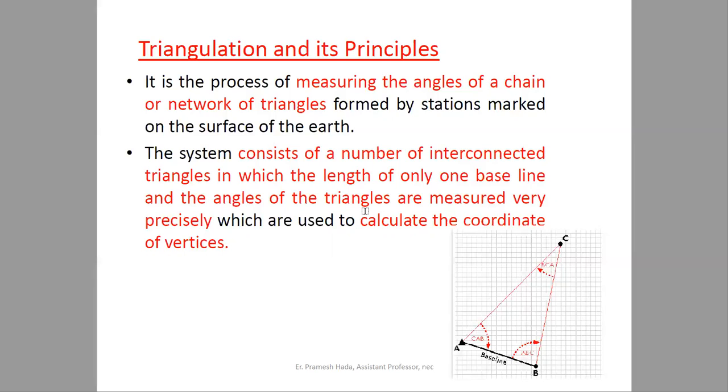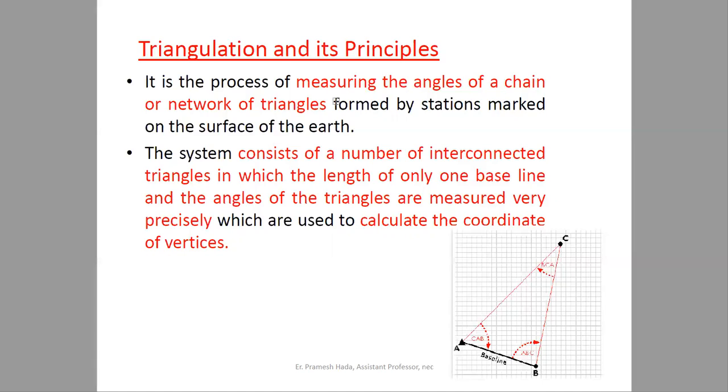The triangles are formed by stations marked on the surface of the earth. Why do we need a network of triangles? Just keep this in mind, that triangular shapes are best to minimize error, and they are easy to calculate, with easy-to-use trigonometric relations also. Therefore we use triangular division of area, so we divide our region into a network of triangles.